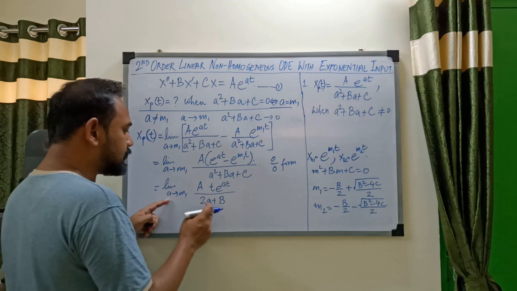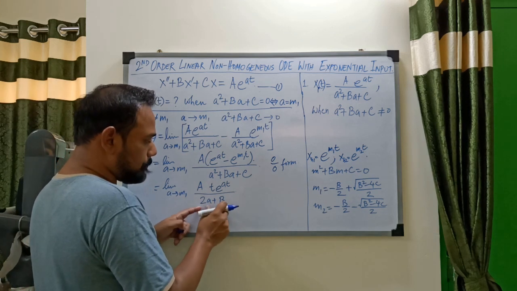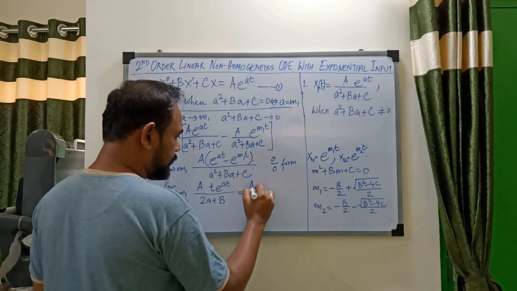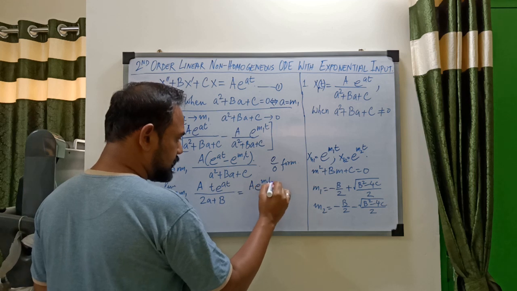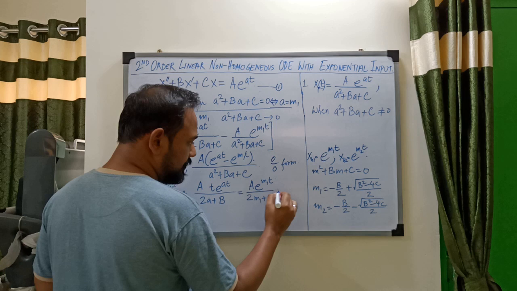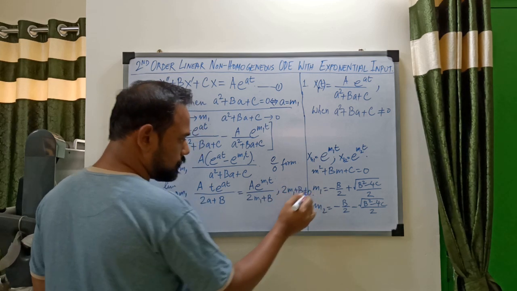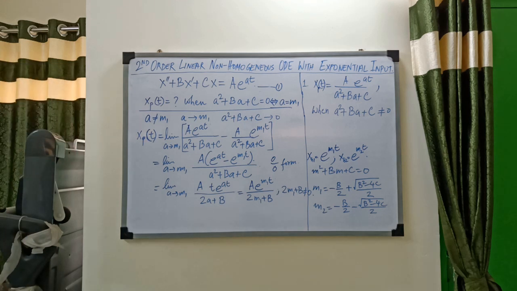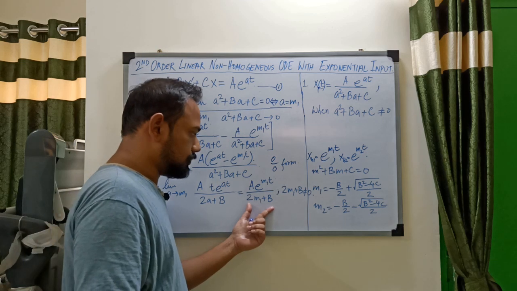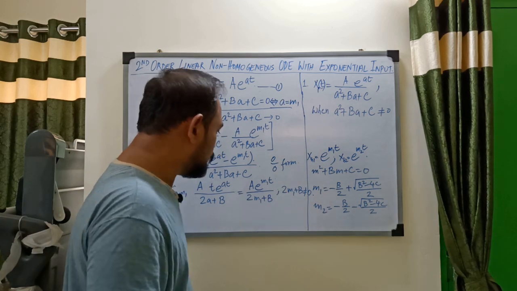Now I can put a equals m1 here, as long as 2m1 plus b is not equal to 0. So this would be capital A e to the power m1t by 2m1 plus b. This is when 2m1 plus b is not equal to 0, and that would be the particular solution if this condition is satisfied.